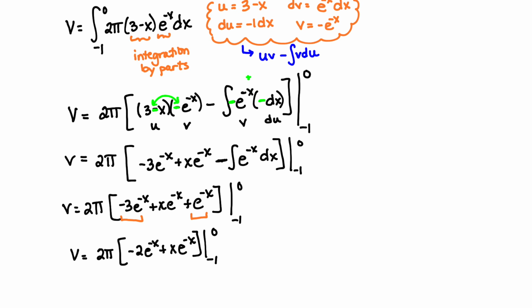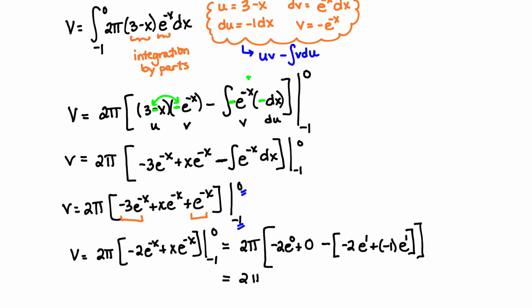Now, there are more things to do if I wanted to simplify a little further by factoring out an e to the negative x, but instead, I think it's time for me to go ahead and just plug my limits in for x. So, what does that give us? 2 pi times the quantity, plugging 0 in first, negative 2 e to the 0 plus 0. Minus, and now we're going to plug in a -1. Negative 2 e to the -1, which is plus 1, plus -1 e to the -1, which is plus 1.